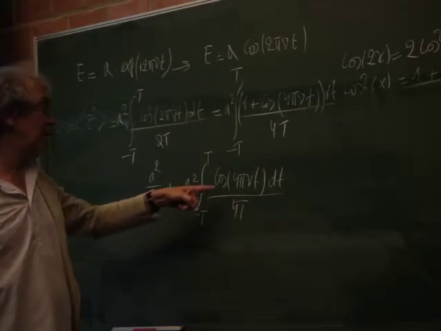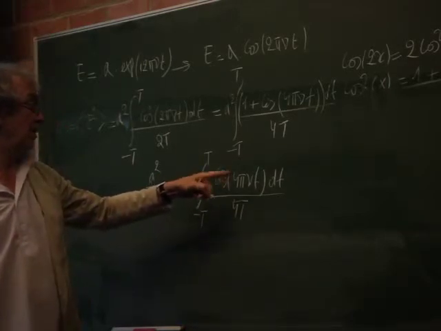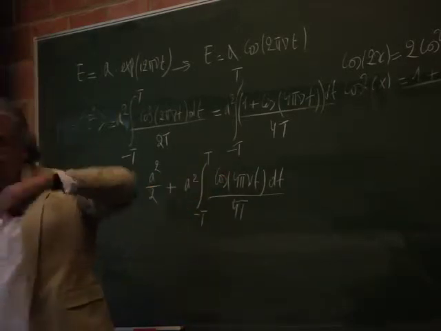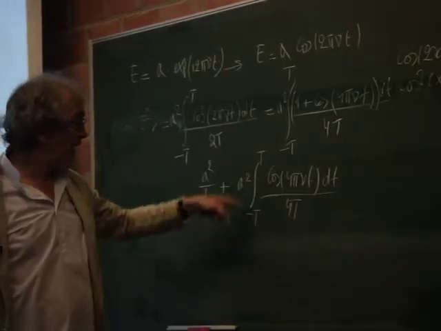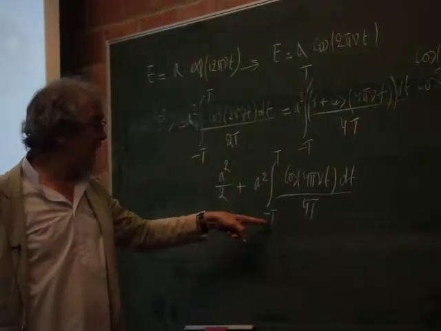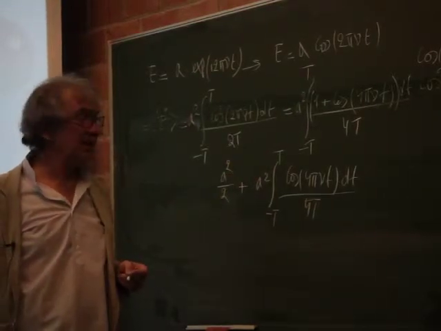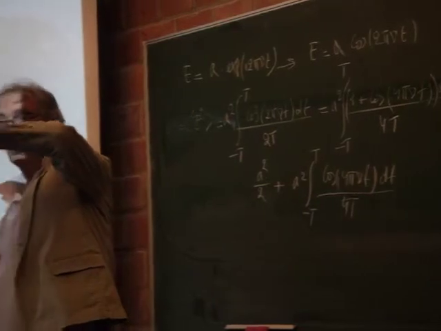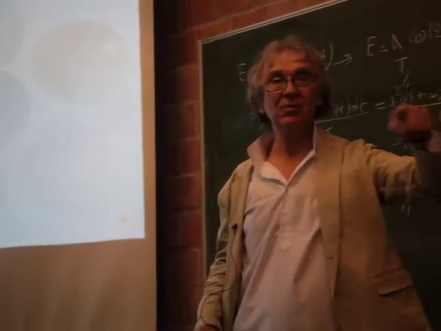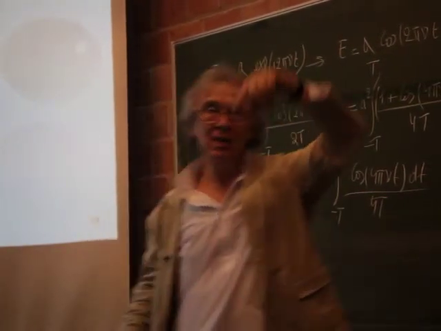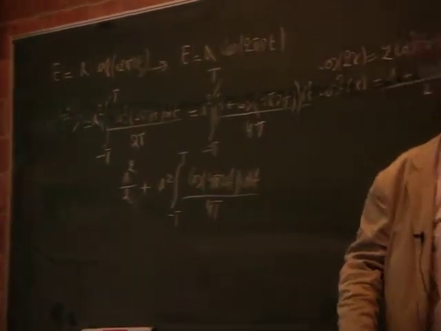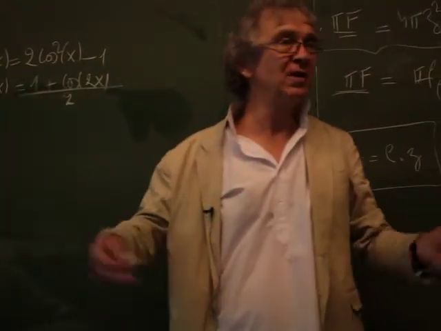Now, I could calculate this, but you see, this quantity is varying very rapidly. And since I integrate from minus T to plus T, it means that you will have once maximum, minimum, once positive, once negative, still once positive and once negative, and you are adding just zero with zero and zero.